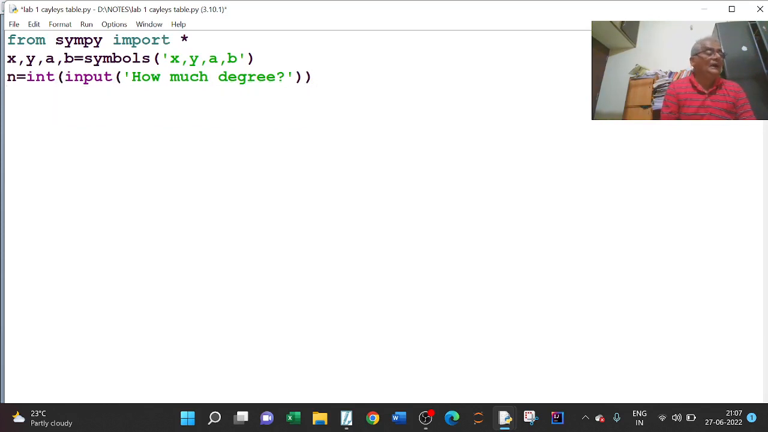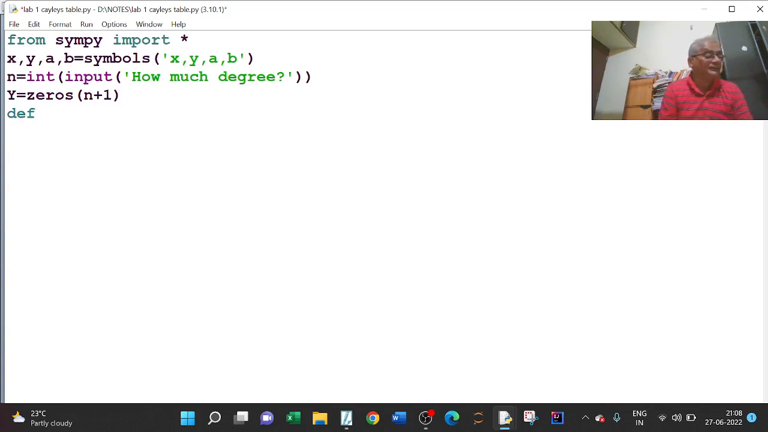Then I will create one matrix here. Let me write that matrix as capital Y equal to n plus 1 by n plus 1. If I need order 3, then I have to create a 4 by 4 matrix. That is zeros, n plus 1, n plus 1. Created the matrix of zeros, Y.